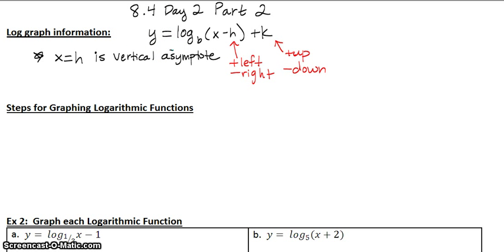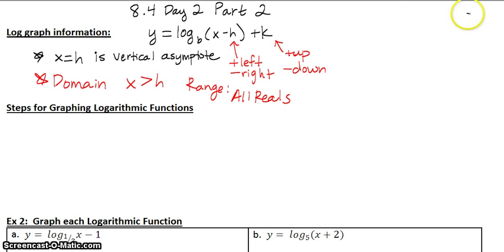The domain of our log graph is always going to be x is greater than h. And the range is going to be all reals. And I want to tell you that a log graph is an inverse of an exponential graph. So remember how an exponential graph had a domain of all reals and a range of y is greater than the asymptote. Those two have just flip-flopped, and that's what happens when you do an inverse.